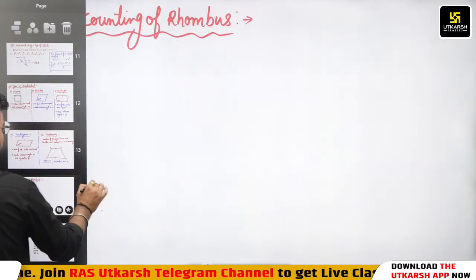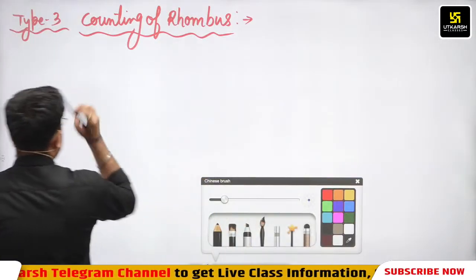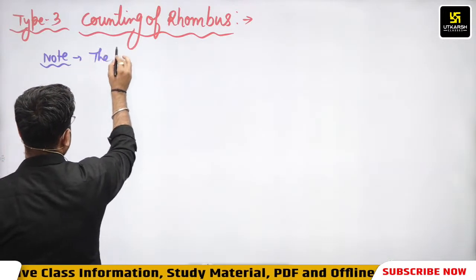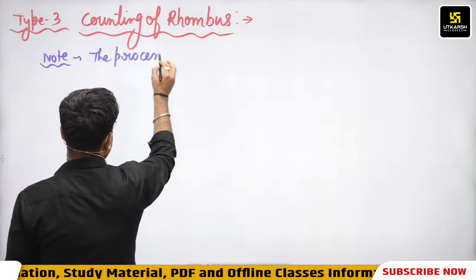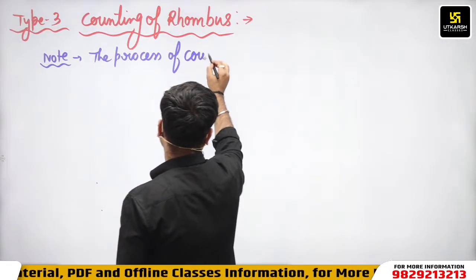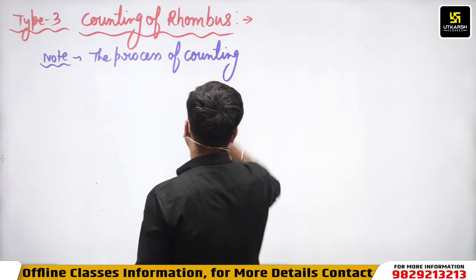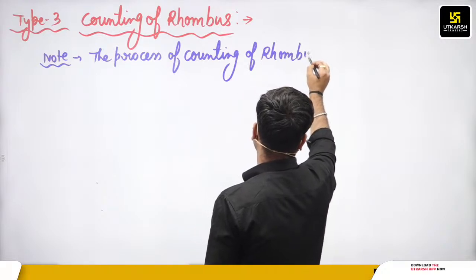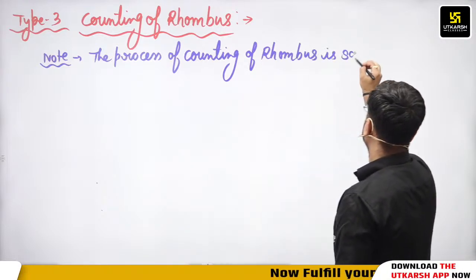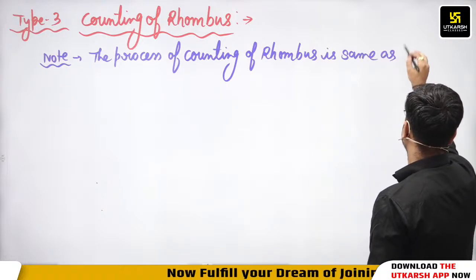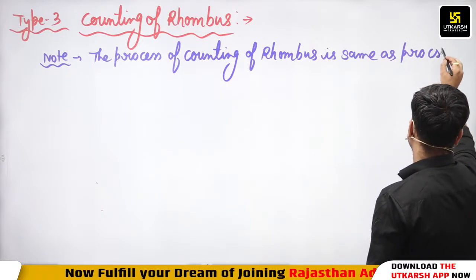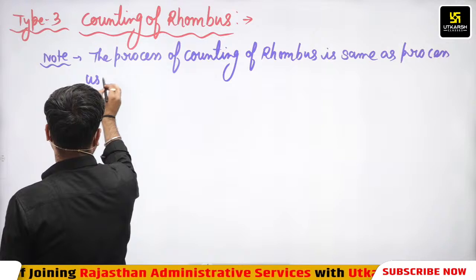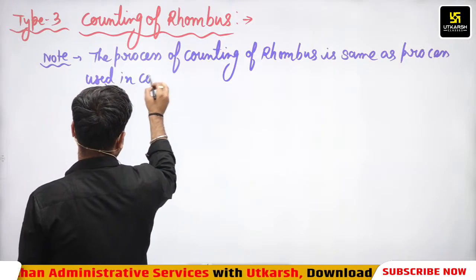So now, counting of rhombus, I can write this note. The process of counting of rhombus is the same as the process used in counting of a square.